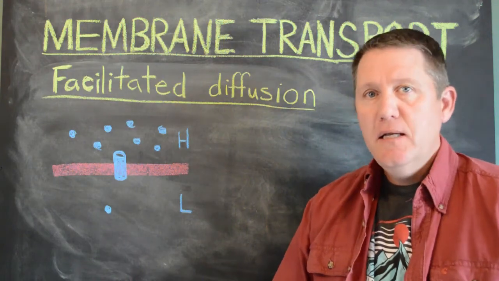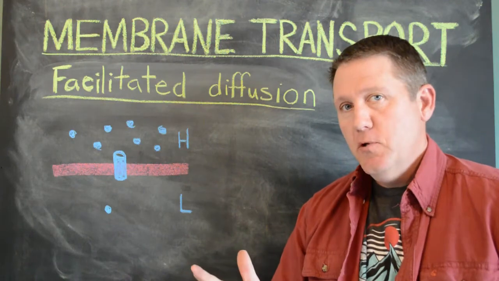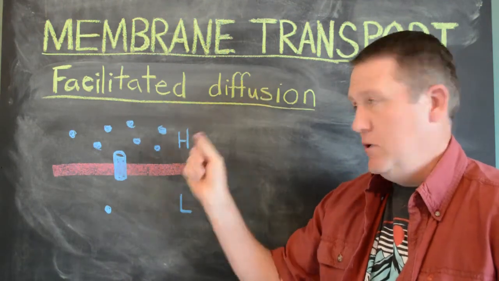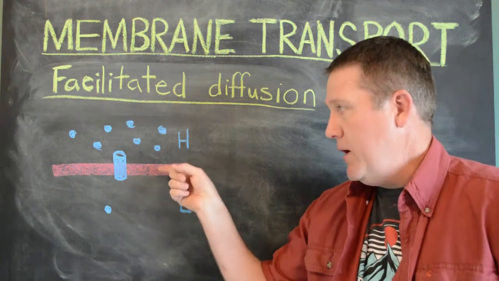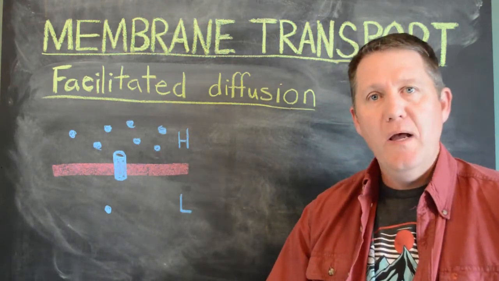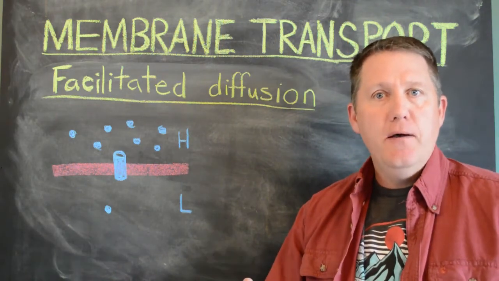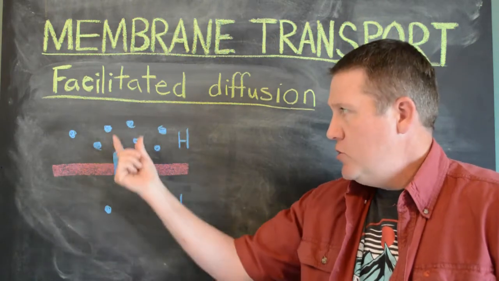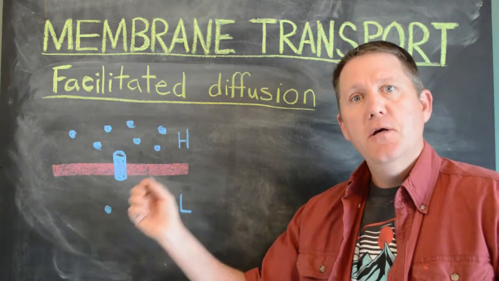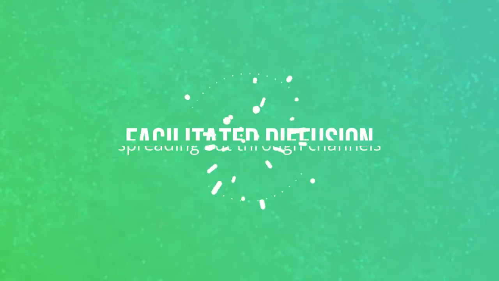All right, so facilitated diffusion, it's another type of membrane transport, and similar to simple diffusion, it's still diffusion. Things move from high to low concentration, but remember the membrane, which I symbolize with the red line here, is not permeable to all compounds. And so if they're charged or polar, a little bit larger, they're going to need this special channel to move through, but they still move from high to low concentration. Let's take a little closer look.